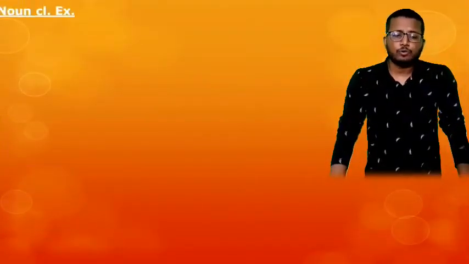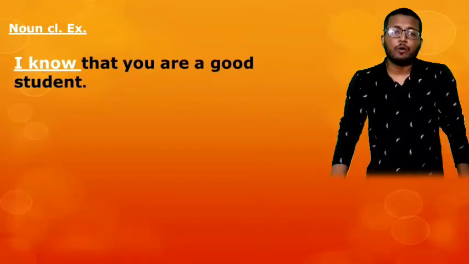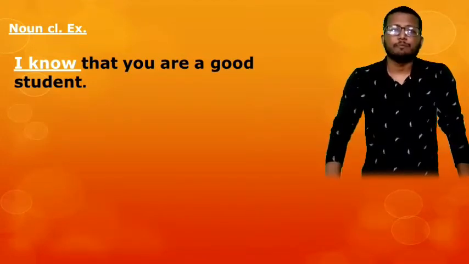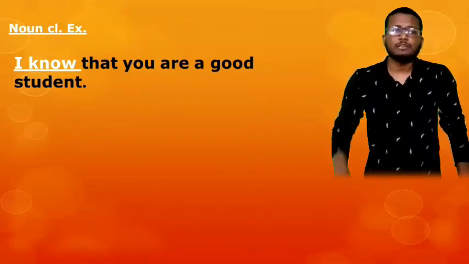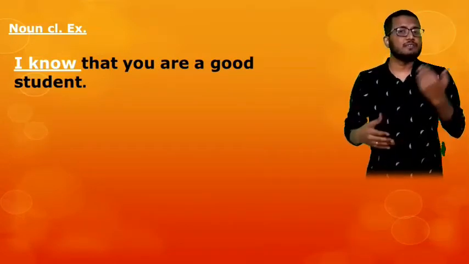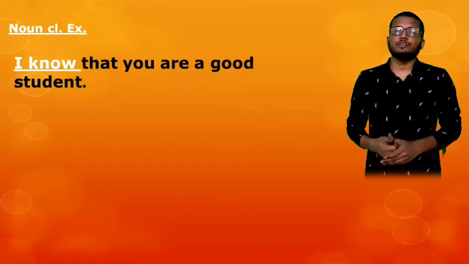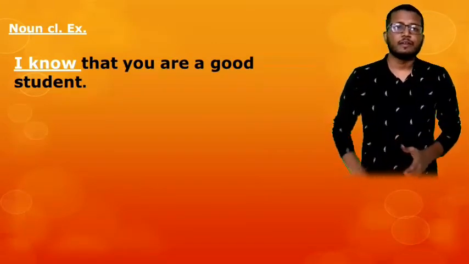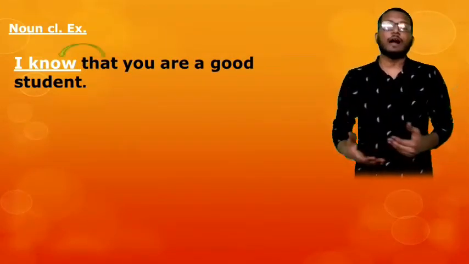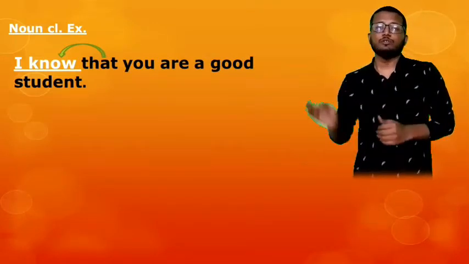So I know that you are a good student. You can see the white portion, "I know", is underlined. I know it has complete meaning. It has complete meaning. It doesn't depend on others. Then obviously "I know" is an independent clause. And the rest, "that you are a good student", also needs support from "I know". So you can see the arrow is going from "that" to "I know".